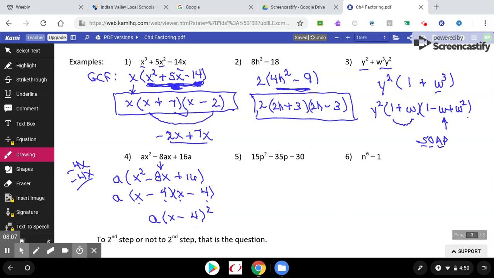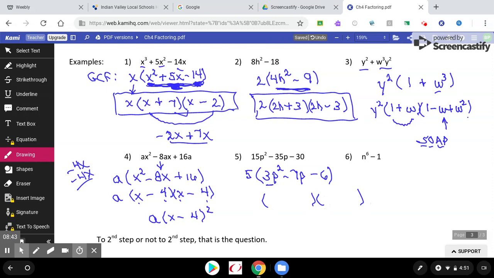Okay, number 5. What number goes into all of them? 5. Do they all have p's? No. 5 times that gives me the 15p squared. 5 times that gives me the negative 35p. 5 times that gives me the negative 30. Recognition is the key. I see a p squared, which tells me I can probably do this. Okay, now this is an example of the a is greater than 1 variety of factoring.